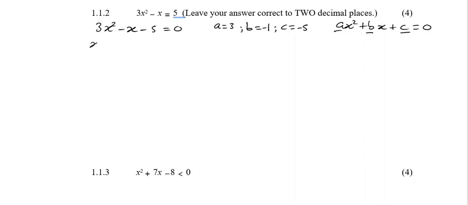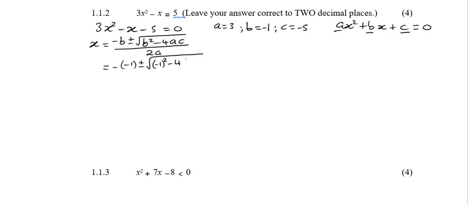Now you'll be given a formula sheet with the quadratic formula, x is equal to minus b plus or minus square root of b squared minus 4ac all divided by 2a. Then we do a substitution. Your b is negative, so it's negative into negative 1 plus or minus square root of negative 1 all squared minus 4. If you look at a, you have 3. If you look at c, you have negative 5. All divided by 2, and then your value of a is positive 3.